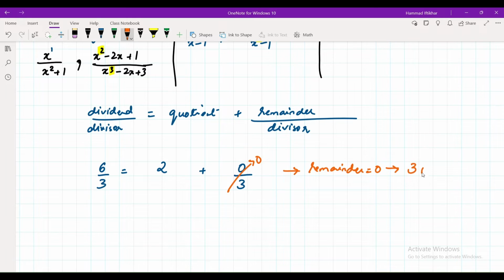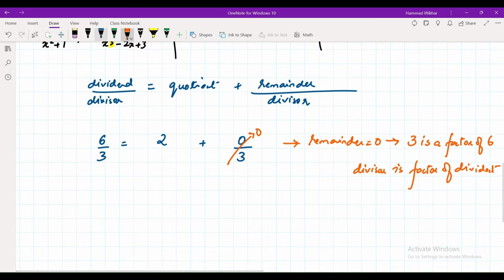So if the remainder is coming out to be 0, this means 3 is a factor of 6, which means the divisor is a factor of the dividend. And if it doesn't happen, if there is some non-zero remainder, that means it is not a factor, simply. So for example, for the 5 over 3 example that we had, 1 plus 2 over 3, this is a non-zero remainder. So that would mean that the divisor is not a factor.